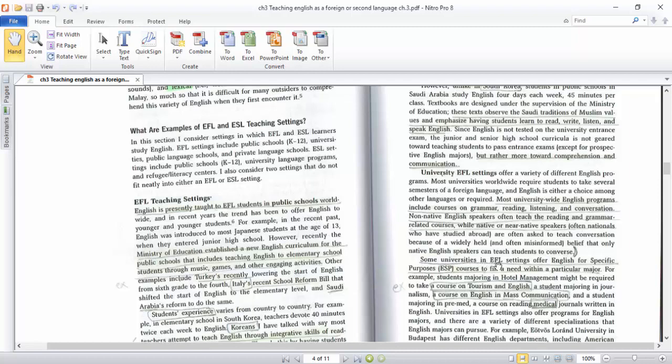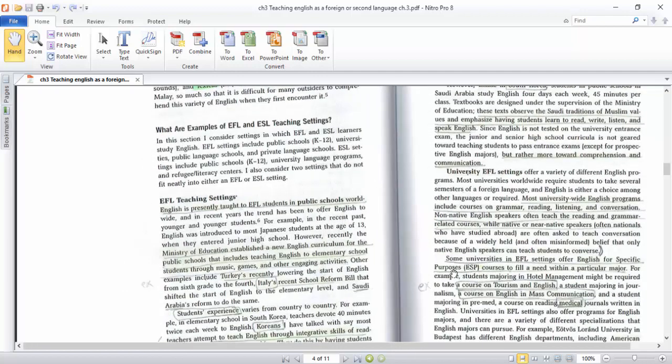Some universities in EFL settings offer English for a specific purpose, ESP. ESP means English for specific purpose courses to fill a need within a particular major. For example, here we have an example about ESP: students majoring in hotel management are required to take a course on tourism and English. Students majoring in tourism take a course on English and communication and mass communication, and a student majoring in pre-med takes a course reading medical journals and writing written English.